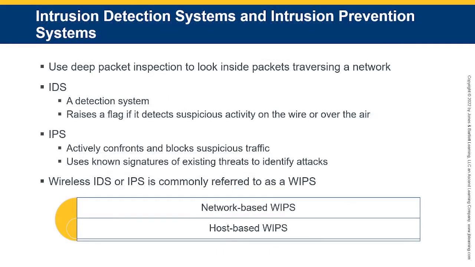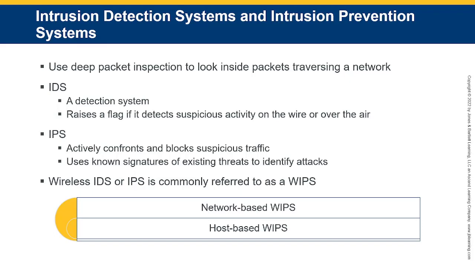Here you have the IPS and IDS systems. They use deep packet inspection to look inside packets going through the network. If it's the IDS, it is a detection system. It raises a flag. It will detect suspicious activity on the wire or over the air. In the IPS, it actively confronts and blocks suspicious traffic, and uses non-signature methods, not just signatures of existing threats, to identify attacks. A wireless IDS or IPS is commonly referred to as a WIPS.